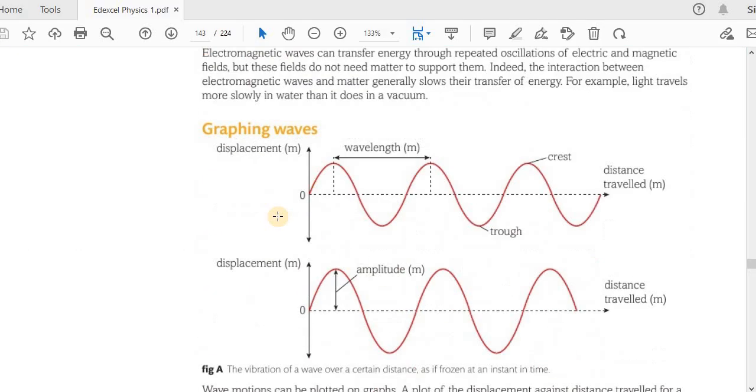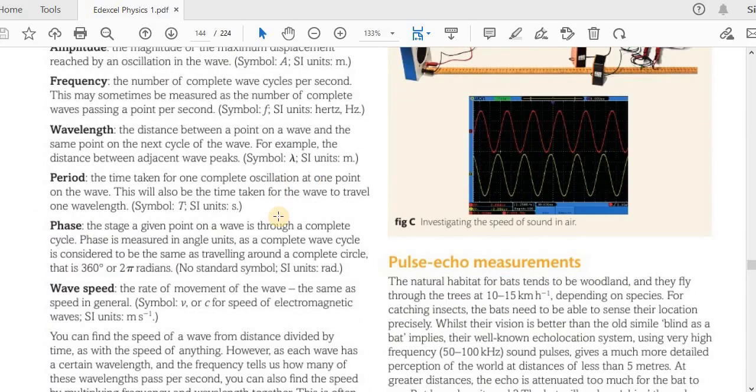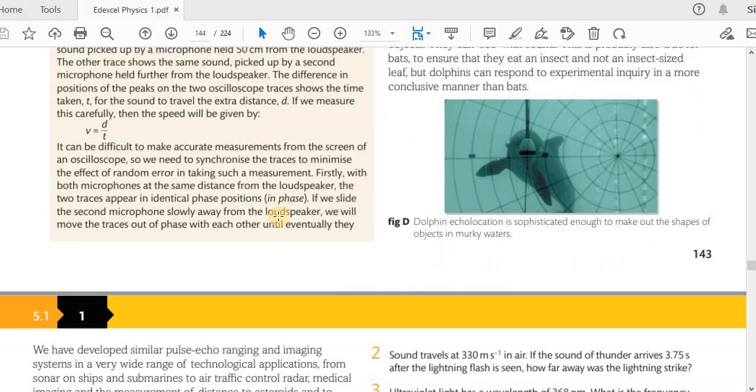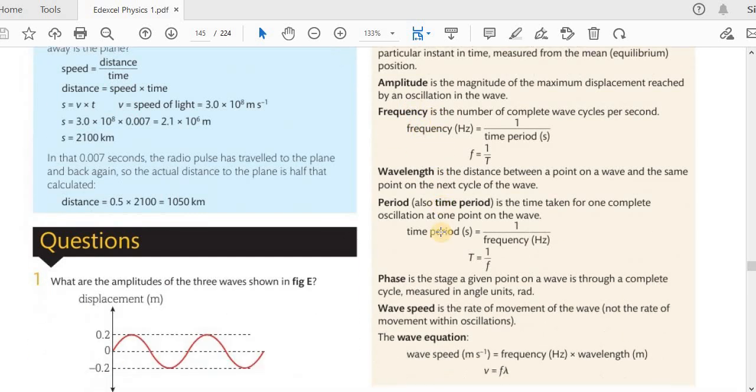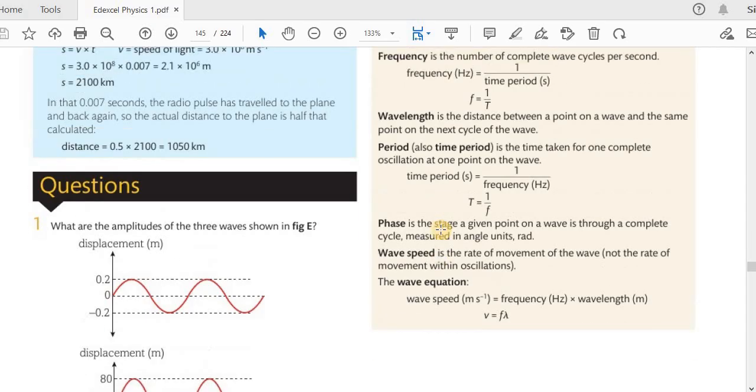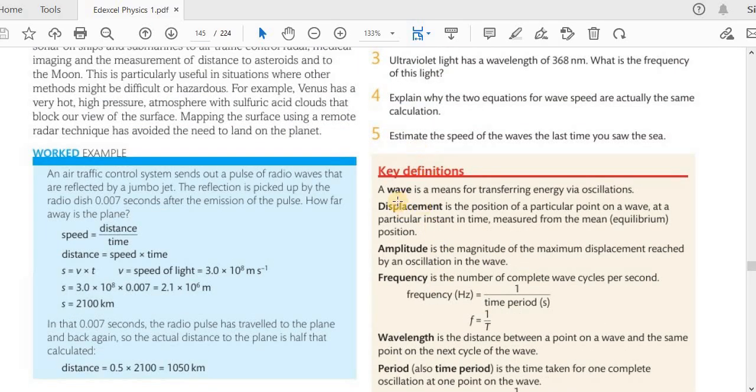And by the way, in almost every chapter you have the definitions at the end of the chapter, so these definitions are very important. See: wave, displacement, amplitude, frequency, wavelength, period, phase, wave speed, wave equation, and you should know these definitions. What is a wave?